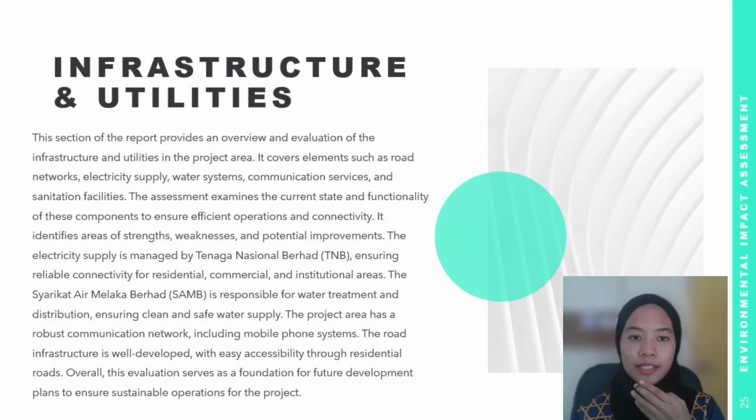Infrastructure and utilities. This section of the report provides an overview and evaluation of the infrastructure and utilities in the project area. It covers elements such as roads, networks, electricity supply, water system, communication service, and sanitation facilities. The assessment examines the current state and functionality of these components to ensure efficient operation and connectivity. It identifies areas of strengths, weaknesses, and potential improvements.